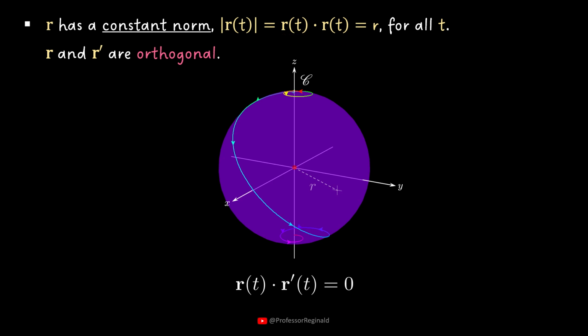Going back to the figure. For any point on the curve, the length of the position vector is the same as the radius of the sphere. Because the length of the position vector is constant, we can conclude that for any point on the curve, the position vector and its derivative are orthogonal.